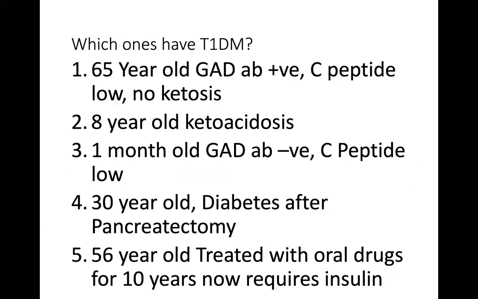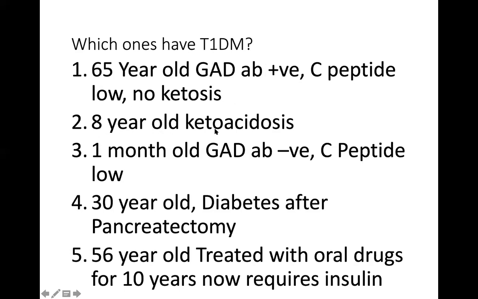Here I have 5 types of patients. Which ones have type 1 diabetes? Here is a 65-year-old, GAD antibody positive, C-peptide low, no ketosis. Does this patient have type 1 diabetes? Yes. Although there is no ketosis, we know that autoimmune antibodies are positive and insulin production is low based on C-peptide. So this patient does have type 1 diabetes.